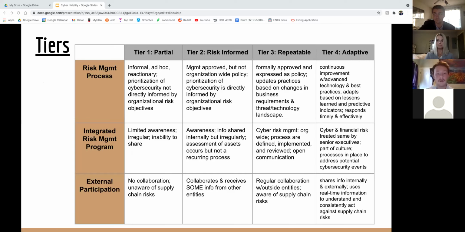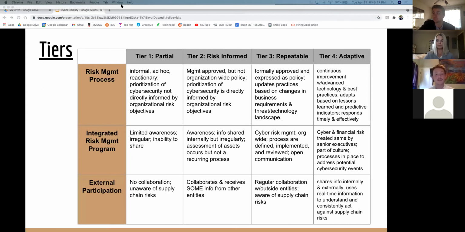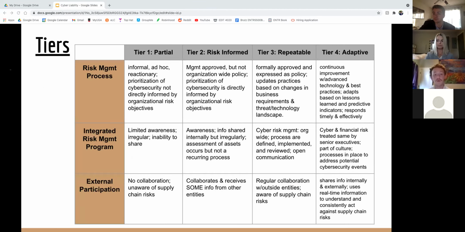Thank you, Austin. Now we'll be going through the tiers. Tier 1. These companies are more reactive and don't have any cybersecurity plans in place. They don't know their place in the external environment, and they really have no knowledge about cybersecurity.